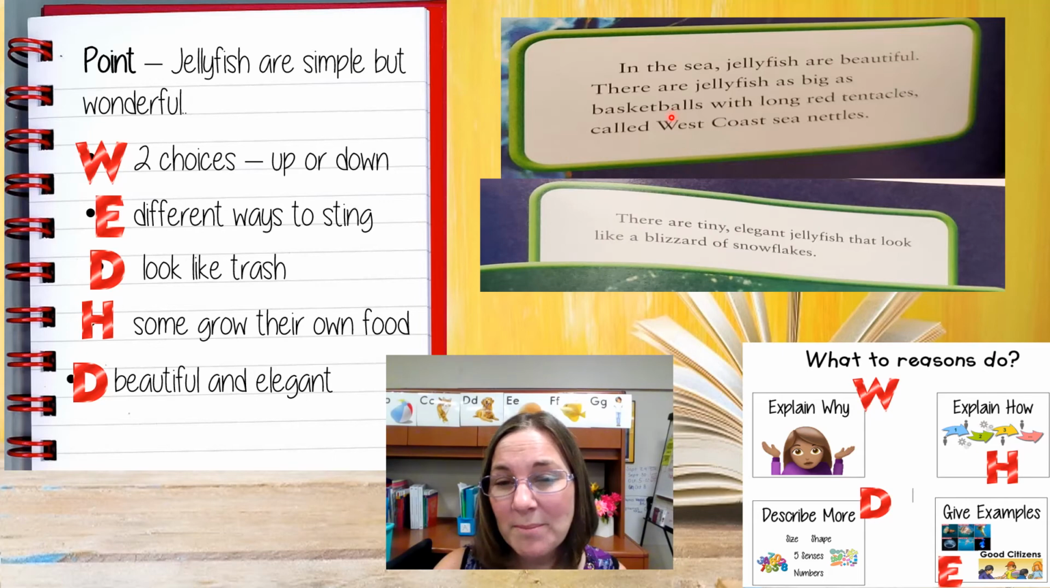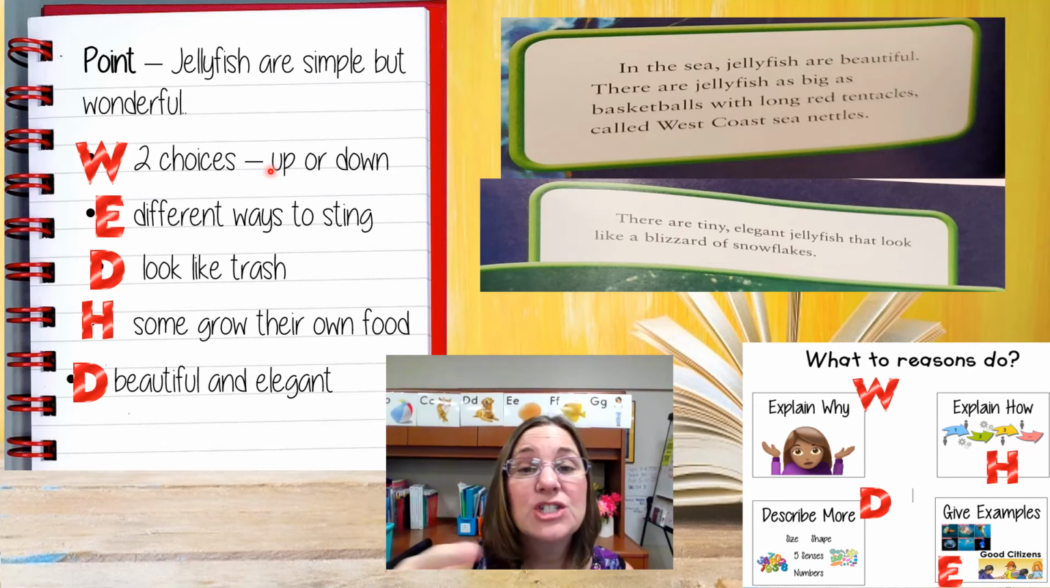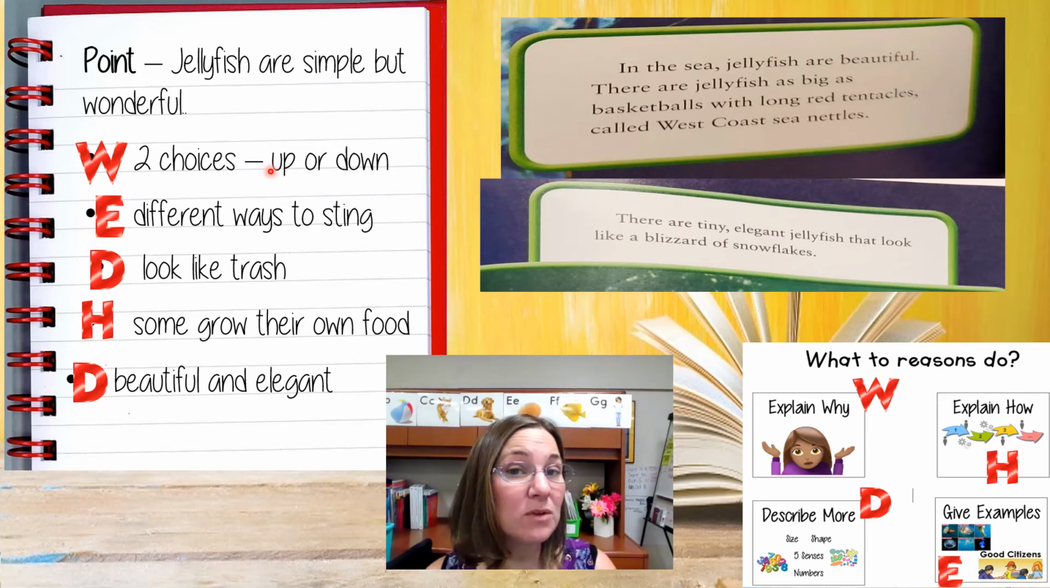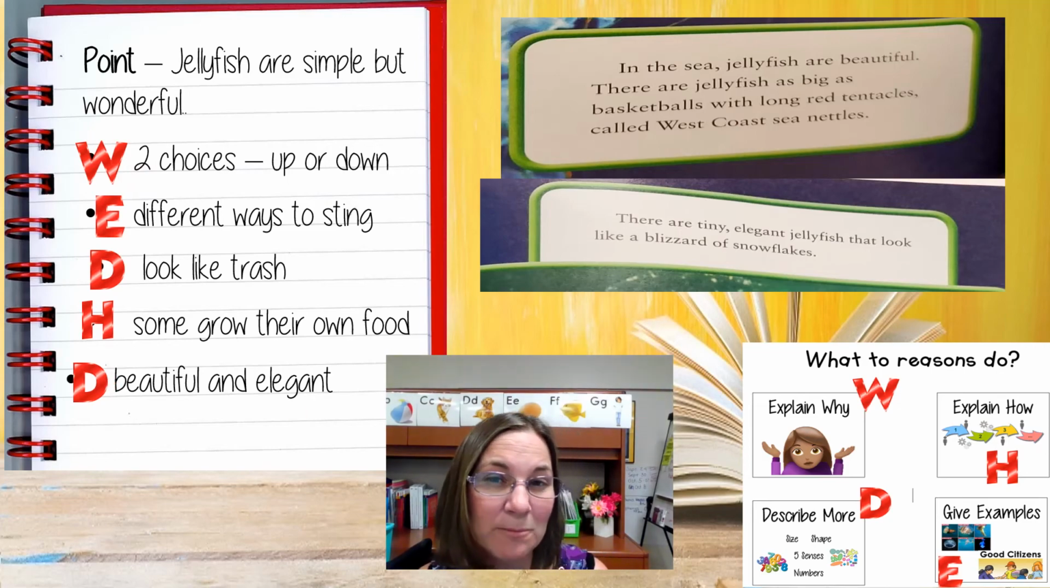Did you see how I went back into the text and I thought, is the author explaining why something happens, explaining how it happens, describing it using describing words, or giving examples? And then I coded each of my reasons with a letter to show what that reason was doing.